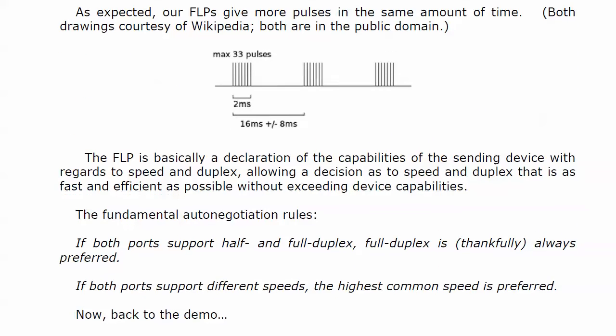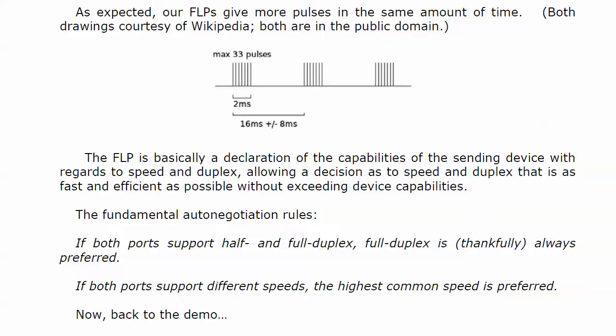Well, actually, here's why we care. The FLP is basically a declaration of the capabilities of that sending device, saying here's my speed, here's my duplex setting, and it allows a decision as to speed and duplex that is as fast and efficient as possible without exceeding device capabilities. If the port on the other end of a connection can only run at Ethernet speed, there's no use in you sending it at gig Ethernet speed or even fast Ethernet speed, because what's going to happen? On your end, everything looks great until you start seeing, wow, we're dropping a lot of packets.